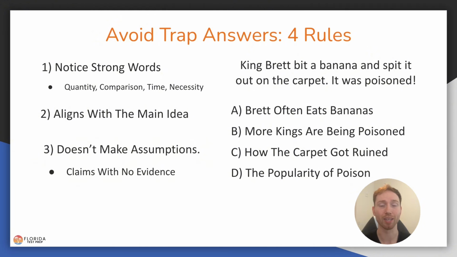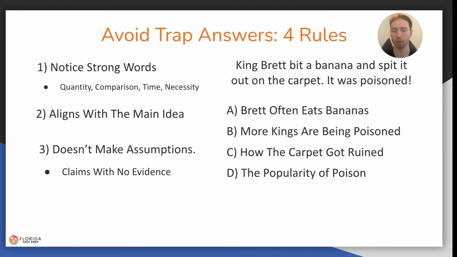Rule 3 is you have to make sure your answer choice doesn't make assumptions. Assumptions are claims without evidence. And so what the SAT will do is they'll take one tiny part of what happened in the passage and use it to make a very broad generalization or claim. Here's an example. E. Most people spit poison out. While in this case, Brett did spit the poisoned banana out, I can't use that as evidence to make a generalization or claim that all people spit poison out.